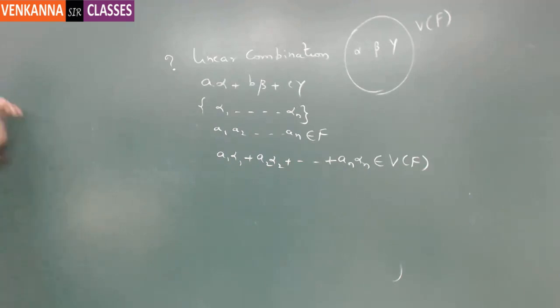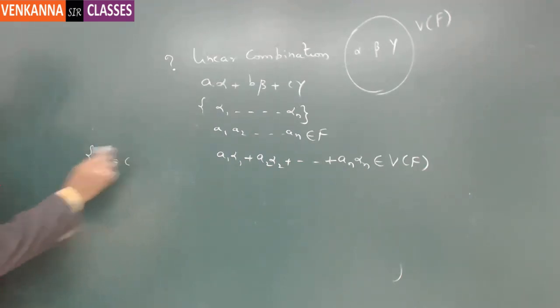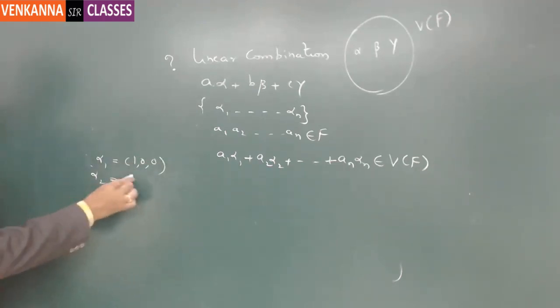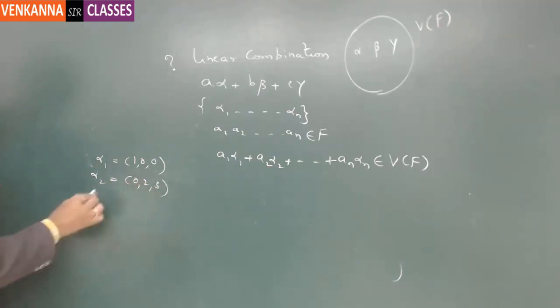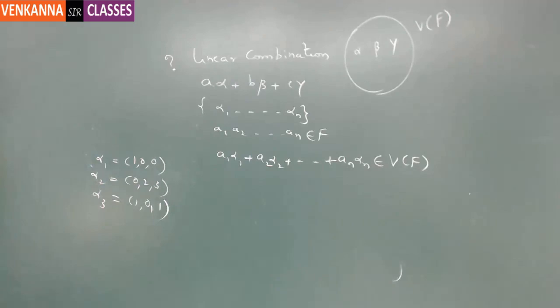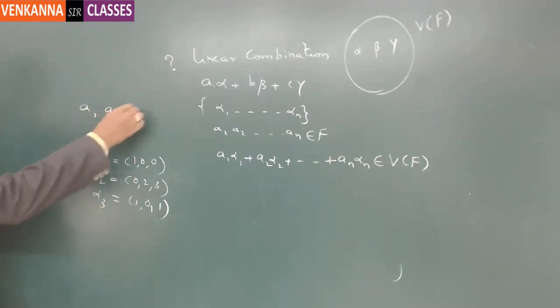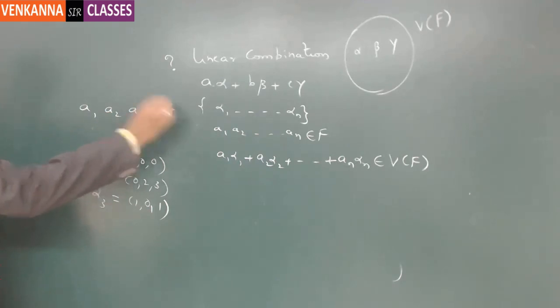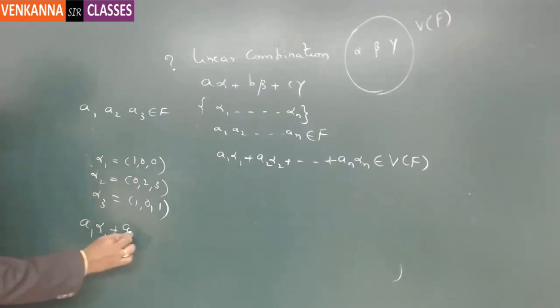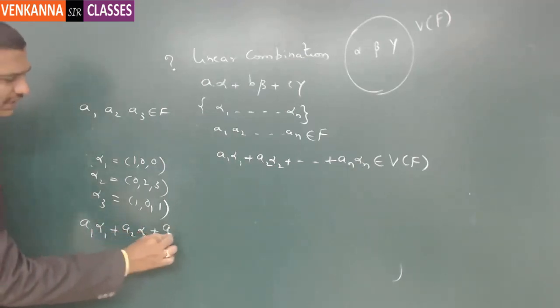Now the thing is, let us fix that alpha 1 is equal to say 1 0 0, alpha 2 is equal to 0 2 3, and alpha 3 is equal to 1 0 1. These are three vectors. Now I can take any three scalars in the field. So I am going to calculate a1 alpha 1 plus a2 alpha 2 plus a3 alpha 3.